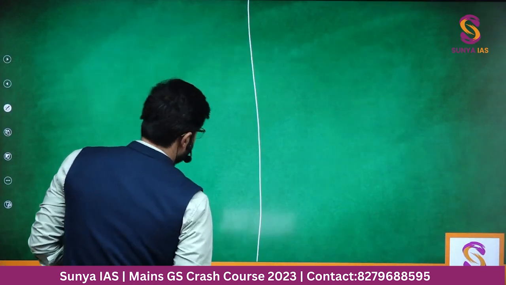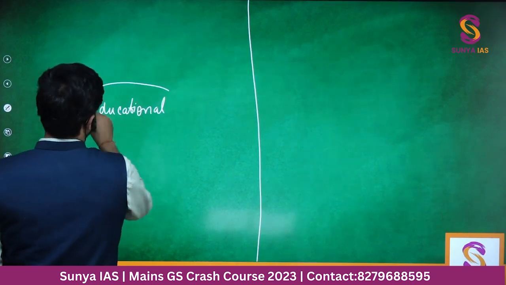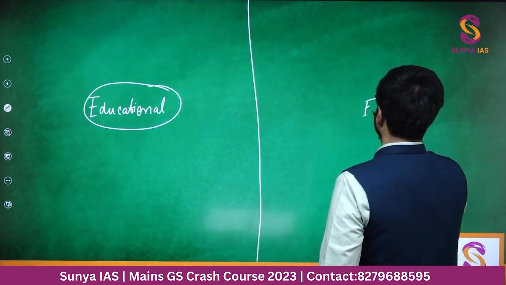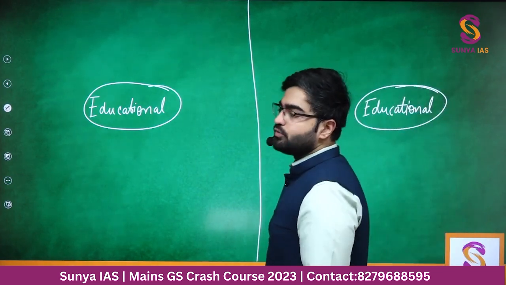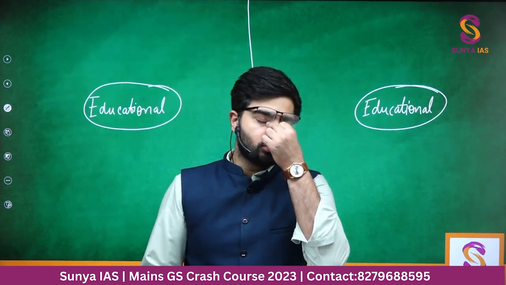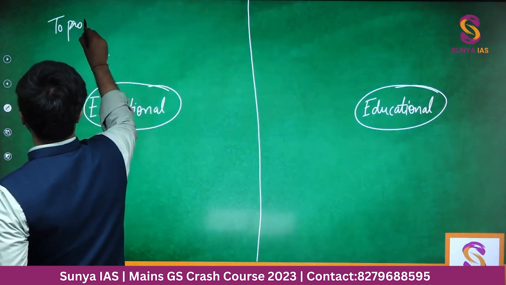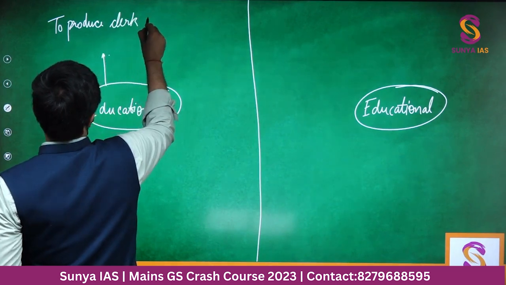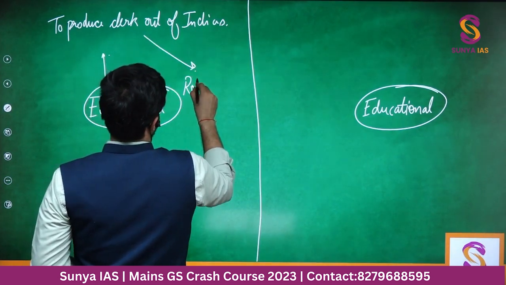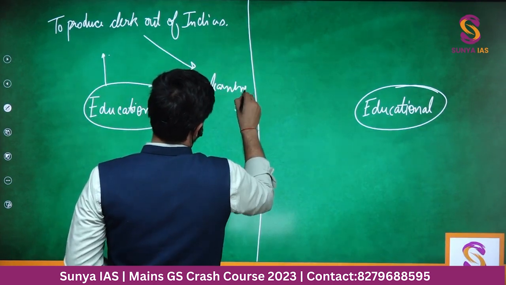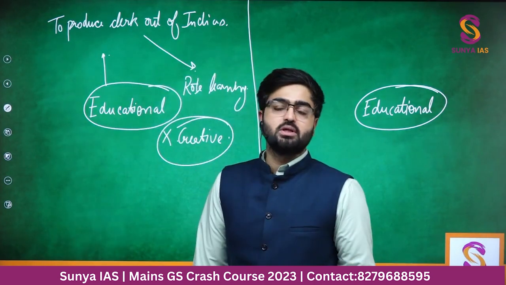The last aspect is your educational aspect, sir. Chalo. So where are we following the legacy? Till recently, the intention of the Britishers was to produce clerks out of Indians. Hence, they focused on rote learning, which is still a tradition in India. They did not want Indians to be creative. The creativity element was missing, right?